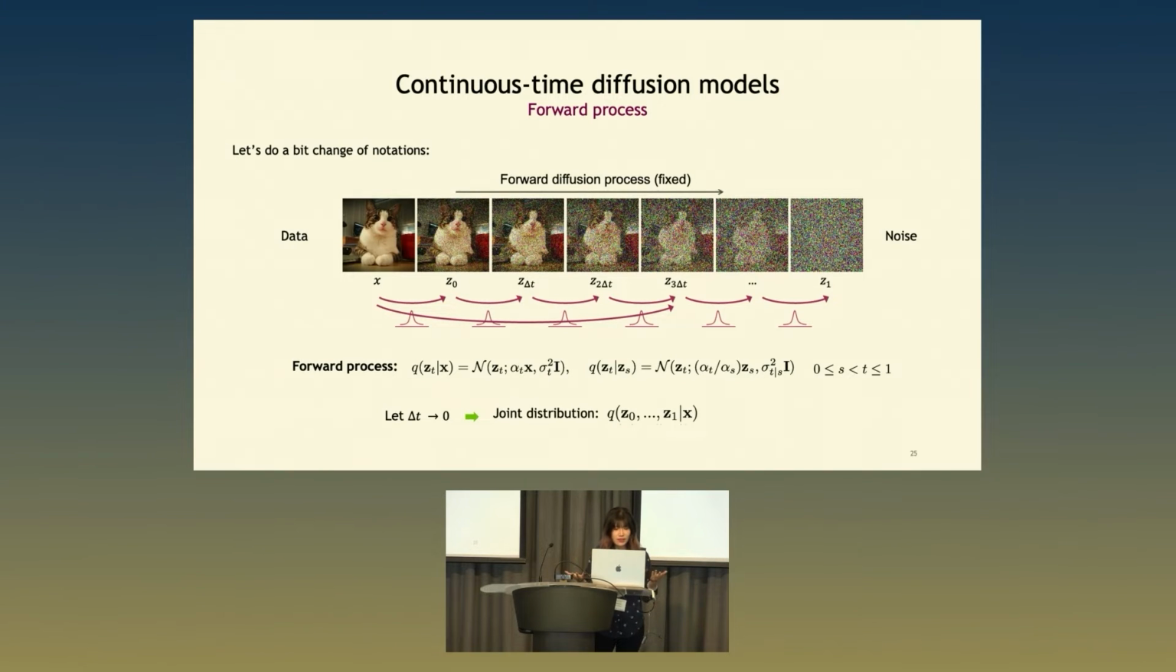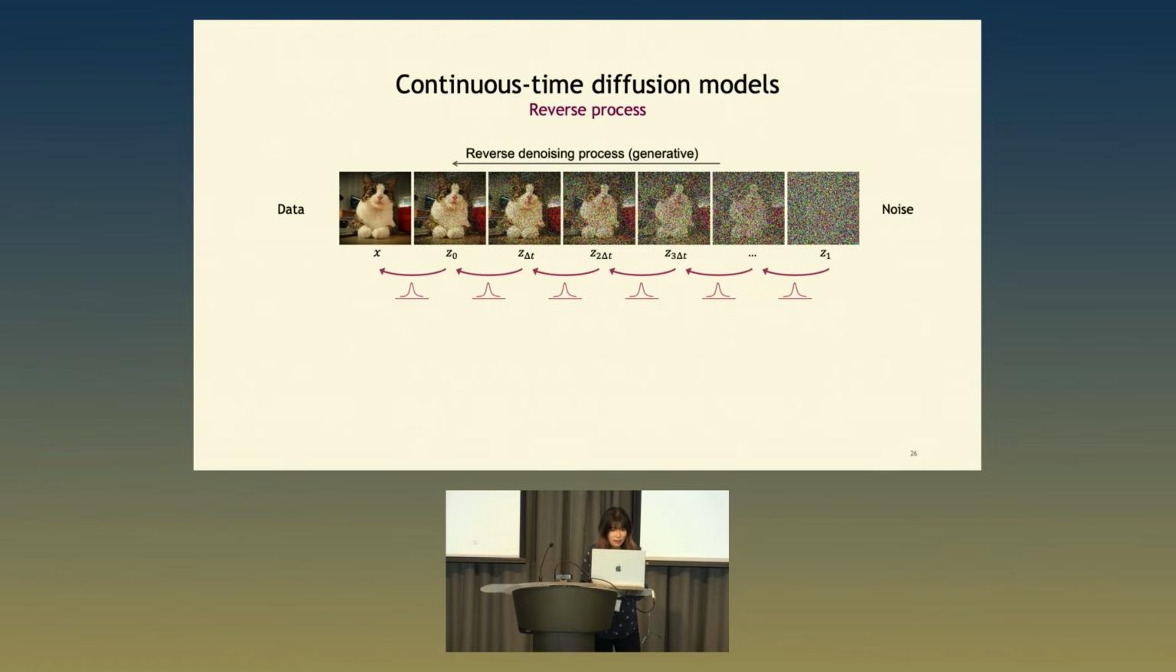To be more specific, it defines a joint distribution from Z0 to Z1, and there can be an infinite number of latent variables for this joint distribution. It can also be characterized by a stochastic differential equation, as Jeff also mentioned in the morning. Similarly, for the reverse process, we have this denoising distribution for arbitrary Z_s given Z_t as long as s is smaller than t. And as delta T goes to 0, we also have a joint distribution for this reverse process. Again, it can be a joint distribution of an infinite number of latent variables.